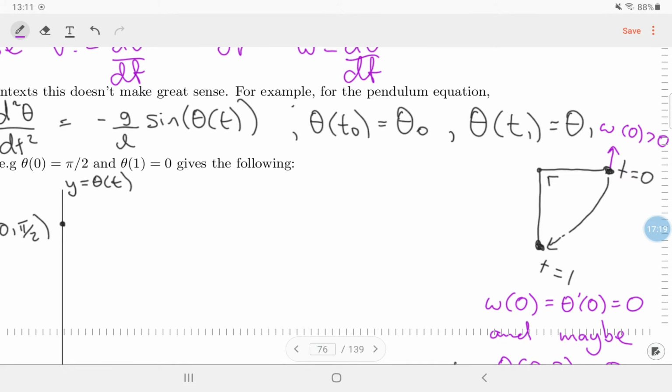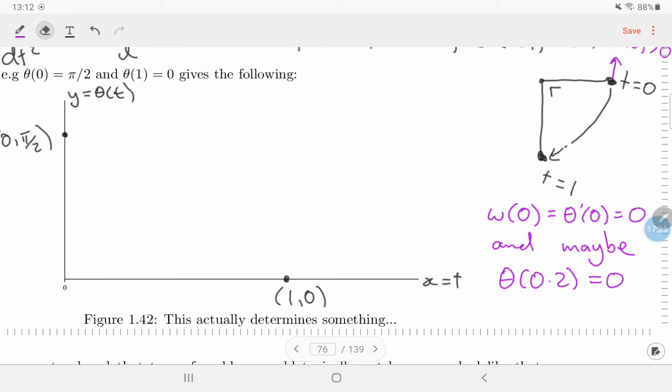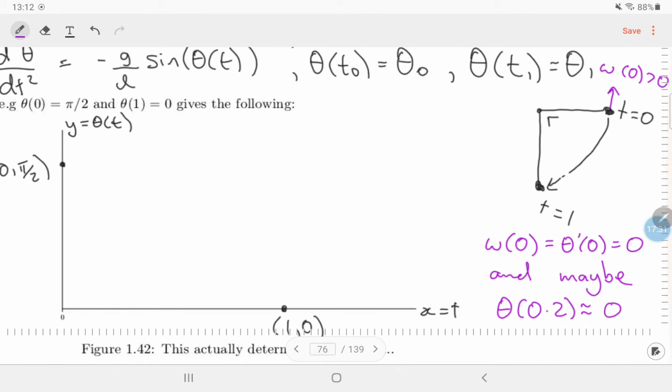Anyway, you let go of this pendulum, it's at 90 degrees, it closes in about 0.2 seconds. Maybe we should say this is just approximate. So it's around 0.2 seconds, and so that won't work. What you have to do instead is push the pendulum up, give it an initial velocity, and for a certain value of the initial velocity, it will close in 1 second.